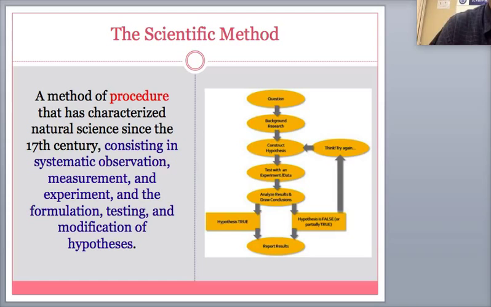Scientific method is typically shown as a line going down, with first step, second step, third step, fourth step, fifth step, sixth step, and then back, depending on whether it's proven or not. It is a method of procedure that has characterized natural science since the 17th century, consisting in systematic observations, measurements, and experiments, and the formulation, testing, and modification of a hypothesis.